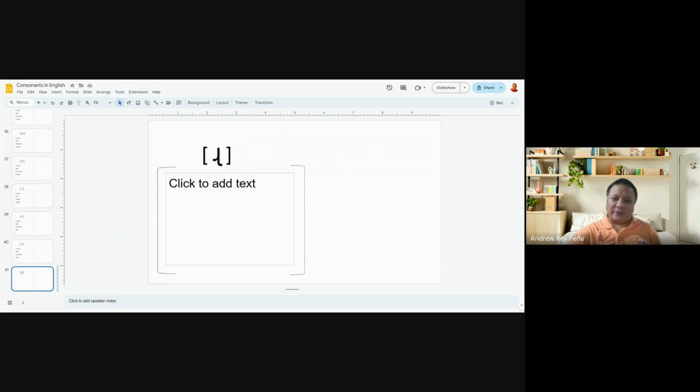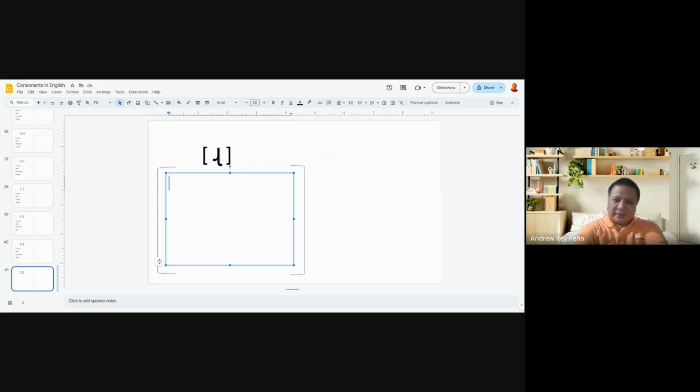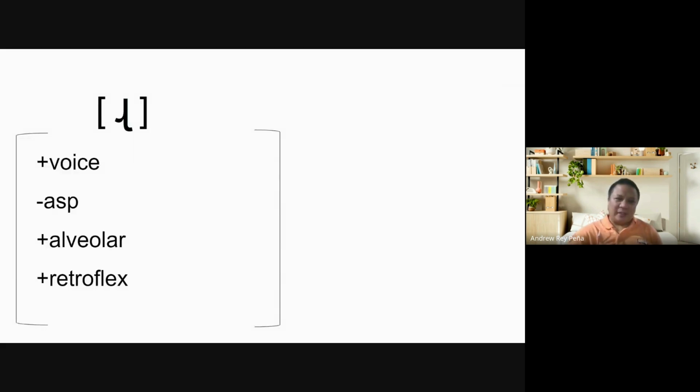Then finally, we have the retroflex R. This is voiced. This is unaspirated. This is alveolar. And this is retroflex. It's retroflex because the tongue is bent backwards. So this is the voiced, unaspirated, alveolar retroflex. And it's represented in English usually with an R. Okay. So these are the consonants that we have in English.